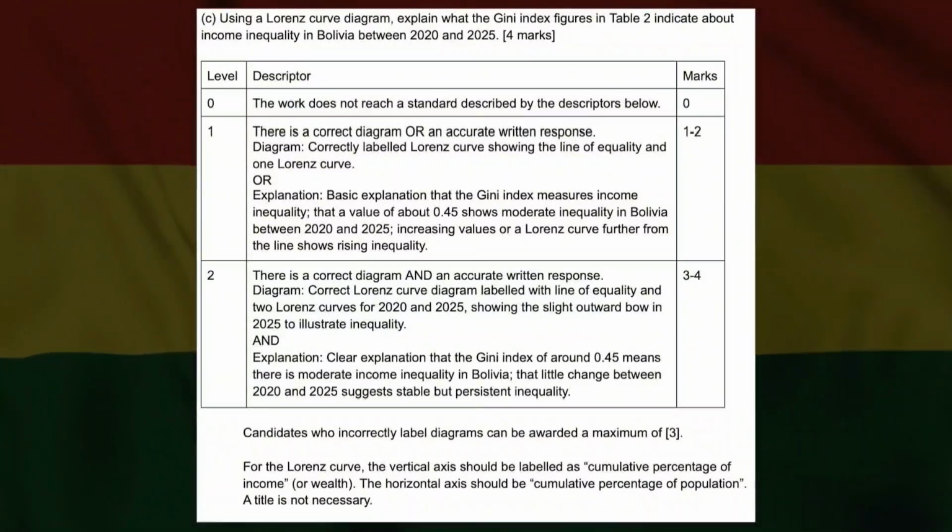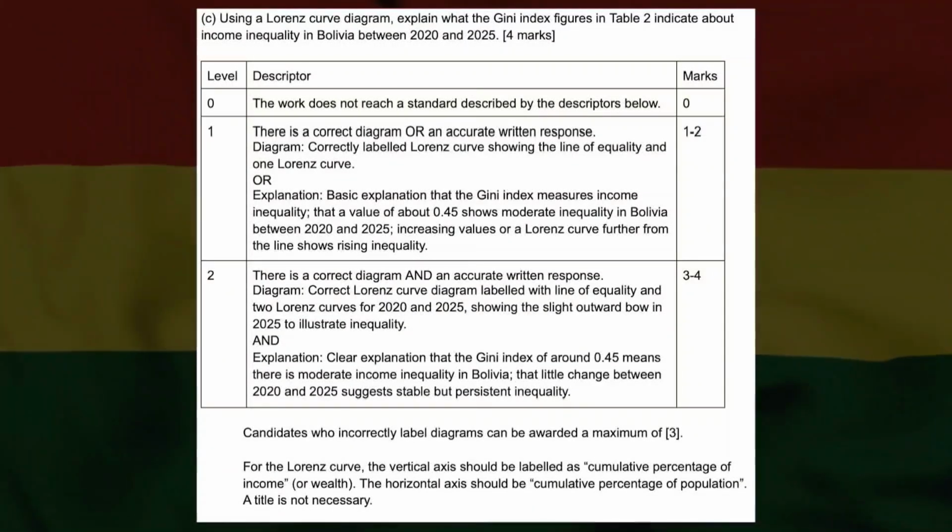Level 2. There is a correct diagram and an accurate written response. Diagram: correct Lorenz curve diagram, labeled with line of equality, and 2 Lorenz curves for 2020 and 2025, showing the slight outward bow in 2025 to illustrate inequality. And explanation: clear explanation that the Gini index of around 0.45 means there is moderate income inequality in Bolivia. That little change between 2020 and 2025 suggests stable but persistent inequality. 3 to 4 marks. Candidates who incorrectly label diagrams can be awarded a maximum of 3 marks.